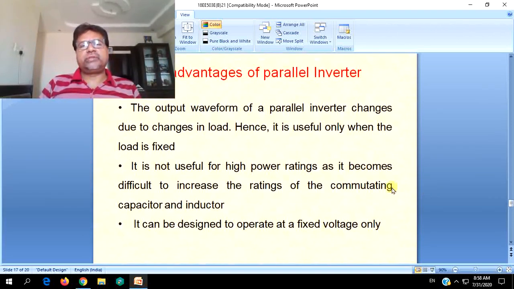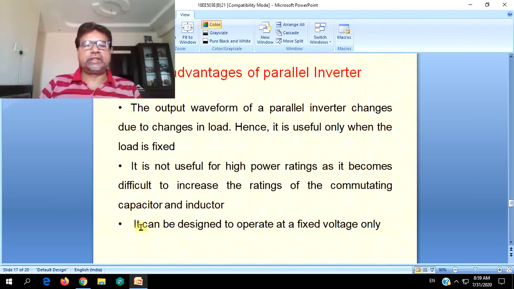But it still has some disadvantages. Its magnitude changes with the load, hence it is useful only when the load is fixed. It is not useful for higher power ratings as it becomes difficult to increase the ratings of the commutating capacitor and inductor. As the load ratings increase, the commutating capacitor and inductor ratings should also increase, though they won't carry load voltage and currents.